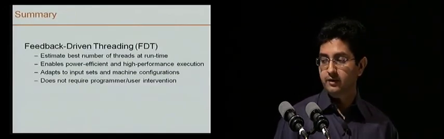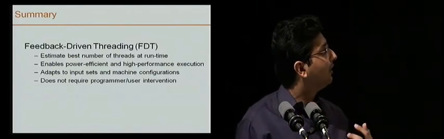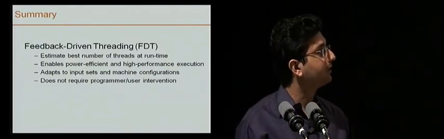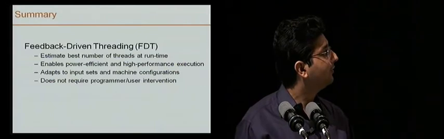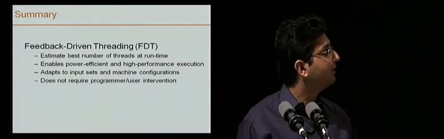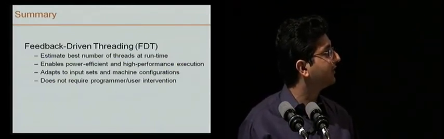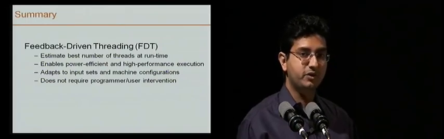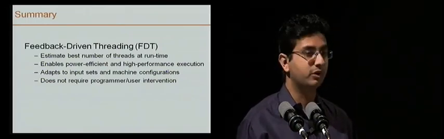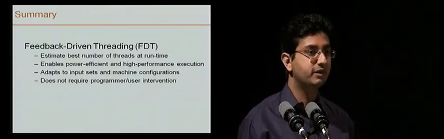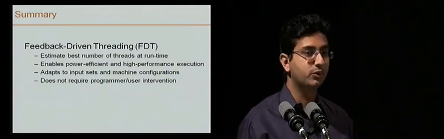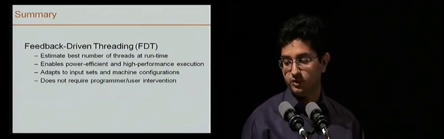We have shown that FDT is an effective mechanism to estimate the best number of threads at runtime. Feedback-driven threading saves power and reduces execution time, and it is robust to changes in the input set and machine configuration. Moreover, it does not require effort from the programmer or intervention from the user.